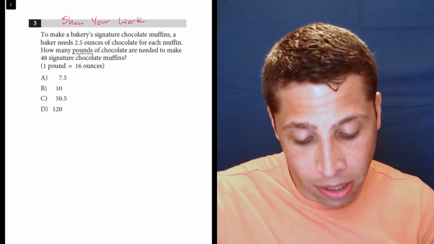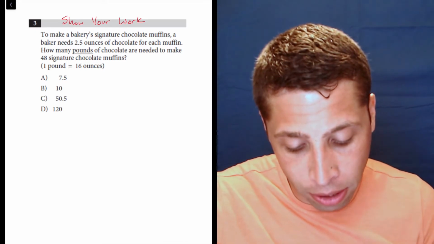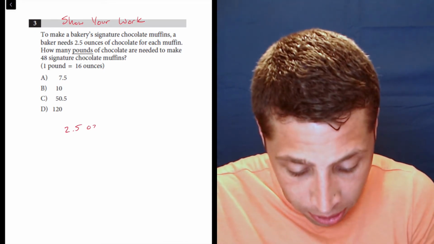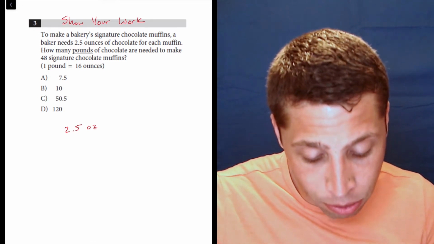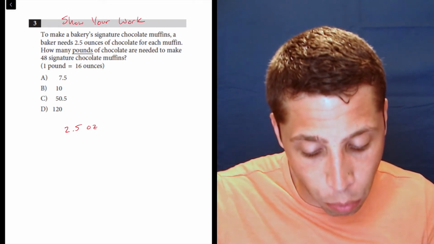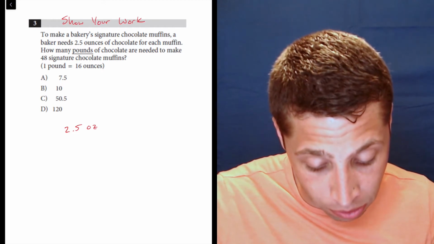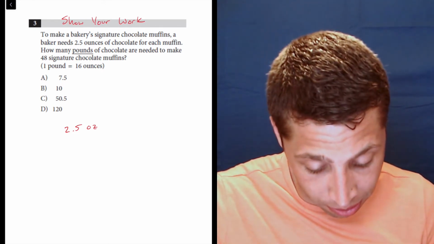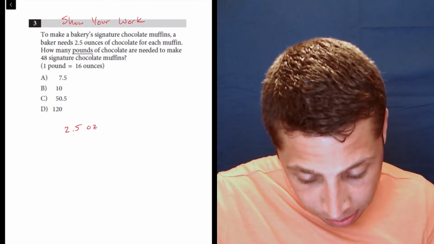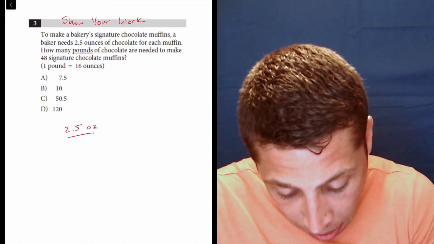To make a bakery's signature chocolate muffins, a baker needs 2.5 ounces of chocolate for each muffin. How many pounds of chocolate are needed to make 48 signature chocolate muffins? Okay, so we've got 2.5 ounces is going to get you one muffin.